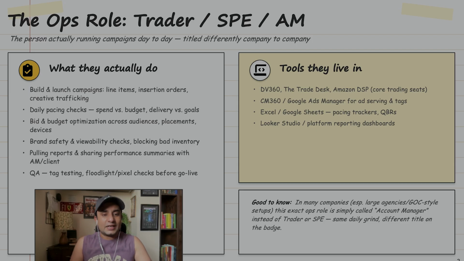All right. We will start with the first role, that is the operations role or the ops role as the companies call it. If you look on LinkedIn, Naukri.com, Indeed, anywhere, you will see job roles for SPE, which is Senior Process Executive, or AM, which is Account Manager role. And in agencies like WPP, Omnicom, they call it a trader. So the person actually running campaigns day to day is titled differently from company to company, but the roles and responsibilities are almost very similar. So what do they actually do?